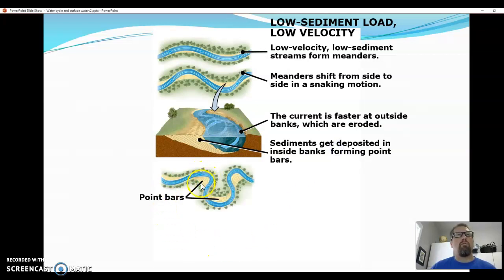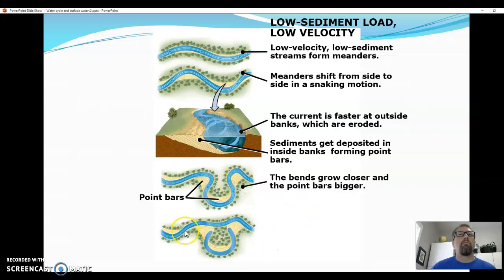Over time, this builds up point bars. That's this deposited sediment on the inside of the turns, and undercutting on the outside. And eventually, sometimes what can happen, because this water is going to continue to try to erode away as it moves in a straight line, is that this section gets separated.